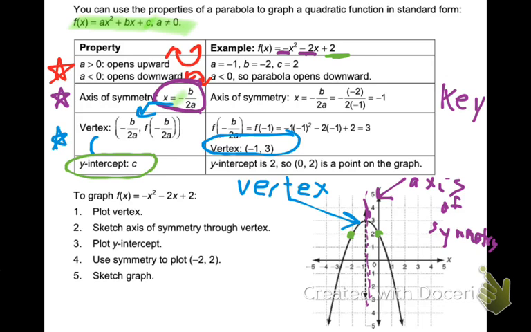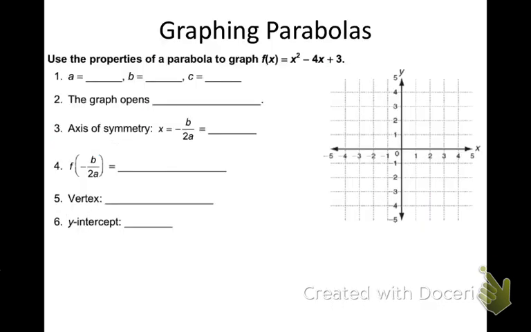So, here's what this looks like today. I want to identify some properties of this parabola. I have f of x equals x squared minus 4x plus 3. Now remember, the standard form of quadratics is y equals ax squared plus bx plus c. So understanding that that's the common form there.